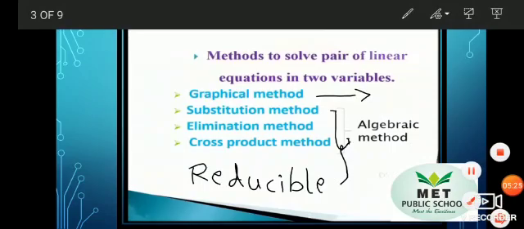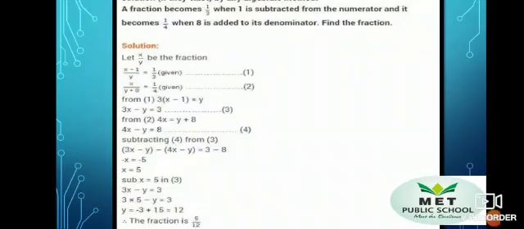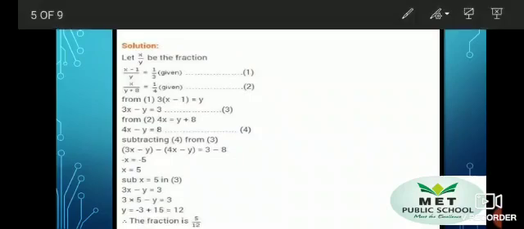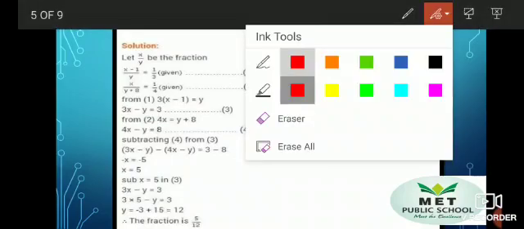Now let us see word problems based on the pair of linear equations. So here is the first problem. A fraction becomes 1 by 3 when 1 is subtracted from the numerator, and it becomes 1 by 4 when 8 is added to the denominator. So you have to find the fraction here.